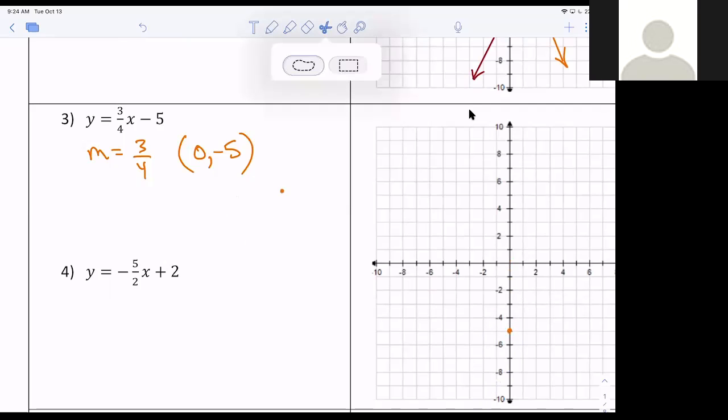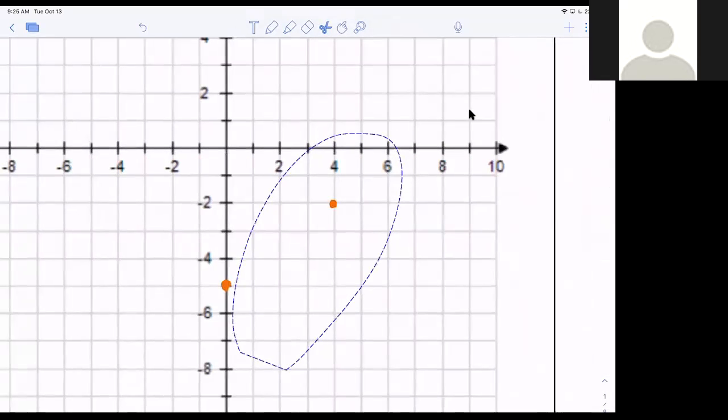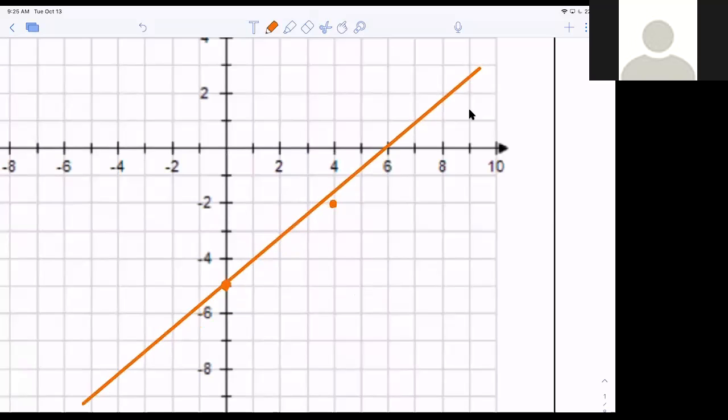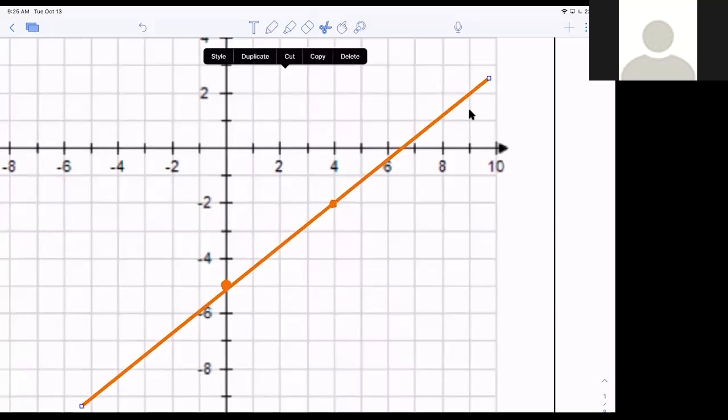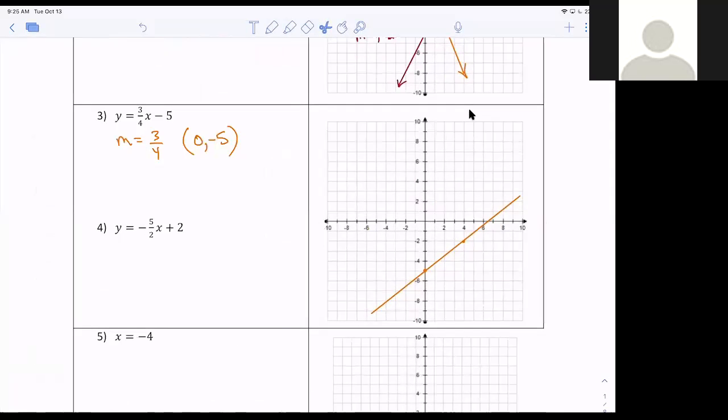Then from there, I go up 3. 1, 2, 3, and then 1, 2, 3, 4. There you have it. And now we're going to draw the line. Anybody have any questions? Okay, let's knock out number 4, change colors.